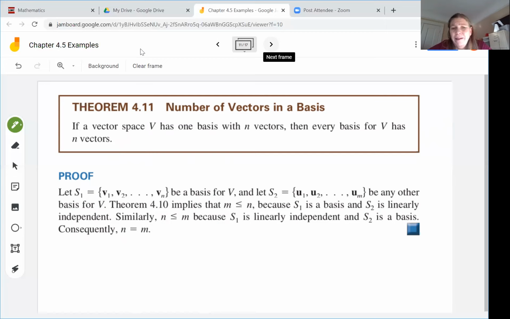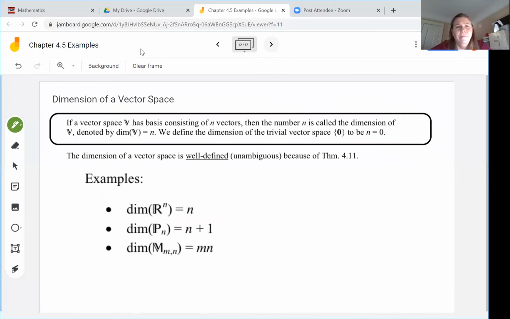Theorem 4.10 implies that m is less than or equal to n because S1 is a basis and S2 is linearly dependent. But similarly, n is less than or equal to m because S1 is linearly independent and S2 is a basis. So the only possibility here is that n equals m, and there is a set number of vectors in a basis. So if you have a basis of n vectors, then every basis has n vectors.